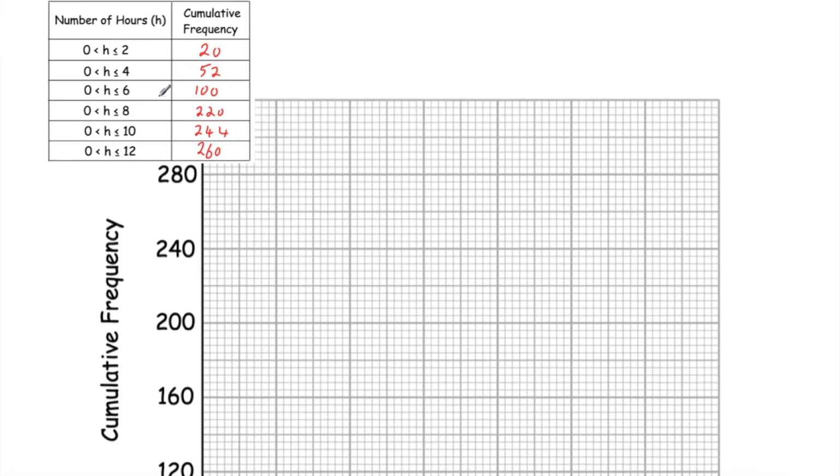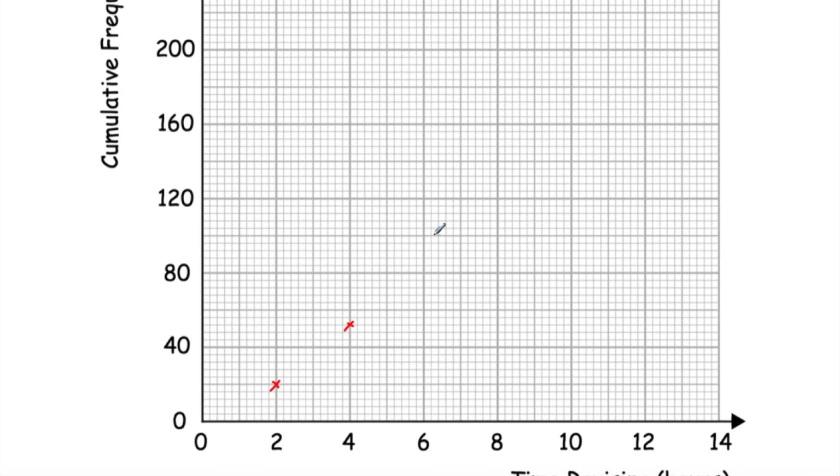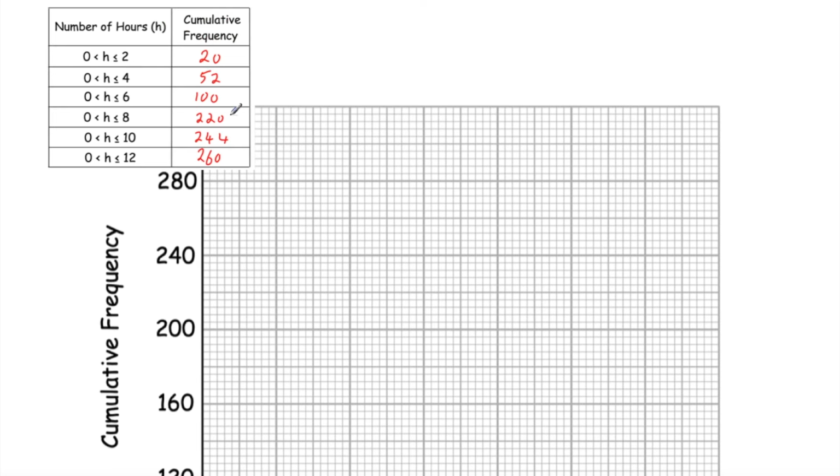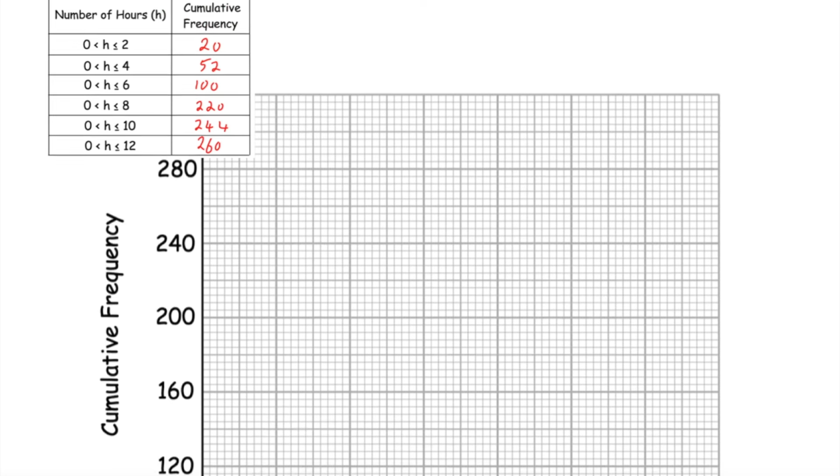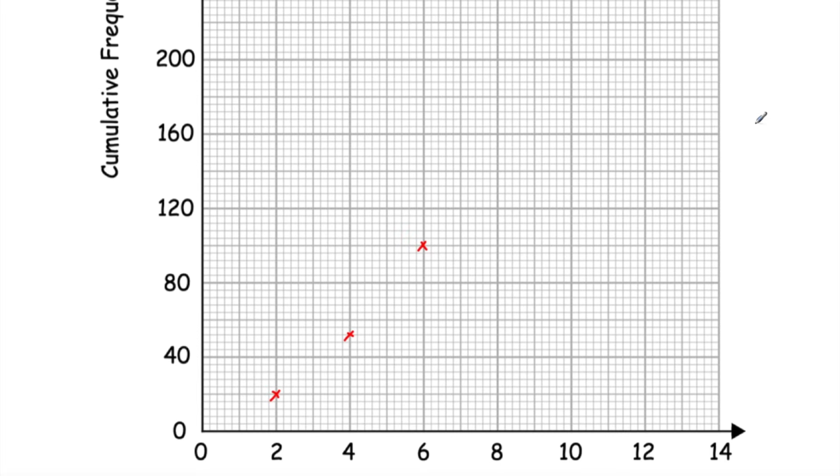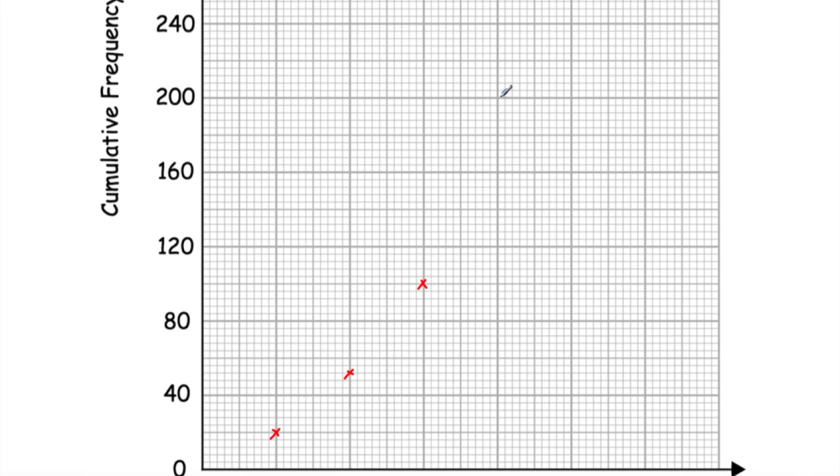Okay, next we've got 6 across, 100 up. So 6 across would be there. 100 up would be in the middle of 80 and 120. So that'd be there. Okay, next we have got 8 across, 220 up. So 8 across would be there, and 220 going up, 200, 240. So 220 would be in the middle. So that'd be there, 220.